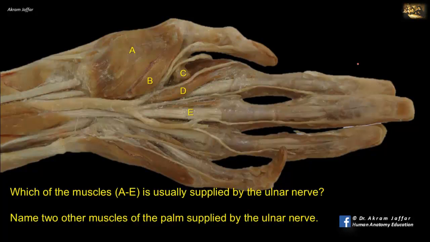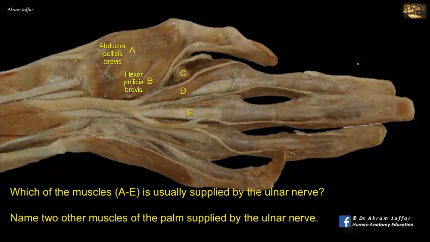Which of the muscles A to E is usually supplied by the ulnar nerve? And name two other muscles of the palm supplied by the ulnar nerve. First, let's identify the muscles. A and B are thenar muscles. A is abductor pollicis brevis and B is flexor pollicis brevis.